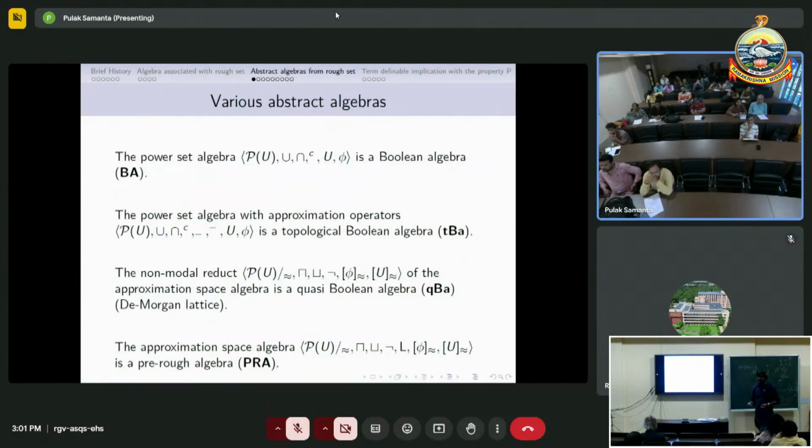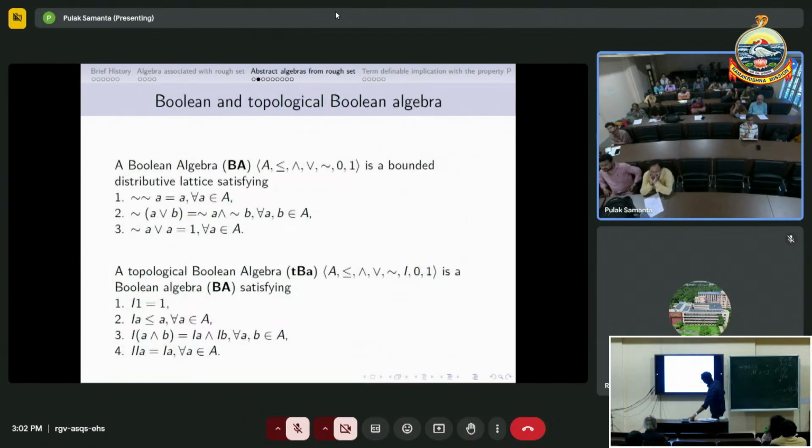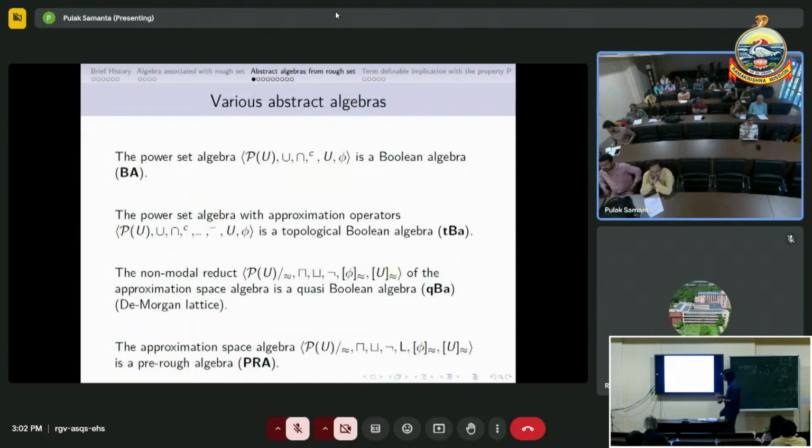If in an algebra we have such a binary implication operator which is term definable with the other operators, then such an algebra always has one sound and complete Hilbert-type logic. That is the beauty of this P property. Now see, in Boolean algebra this implication is, as we all know, our classical implication.